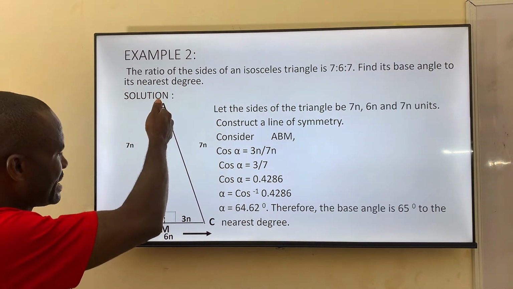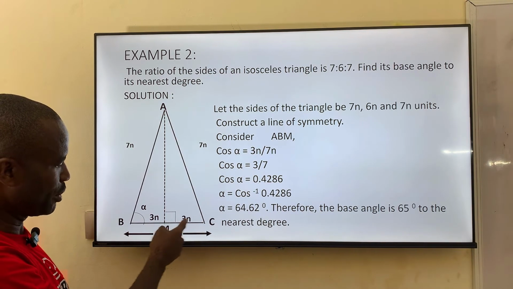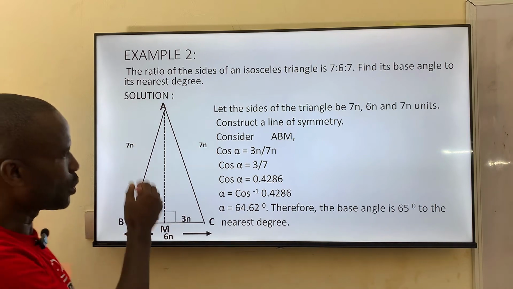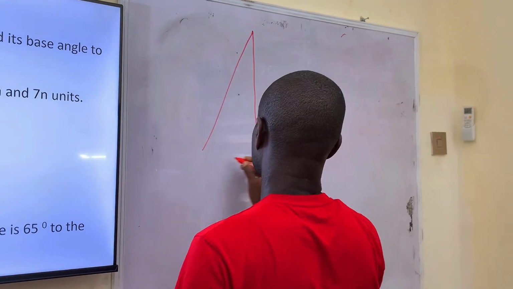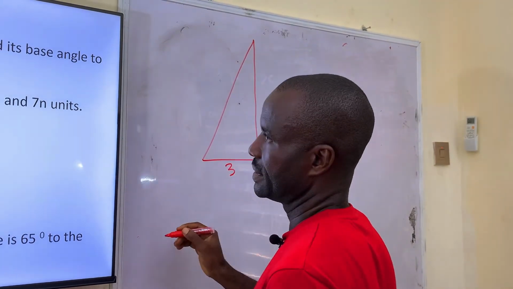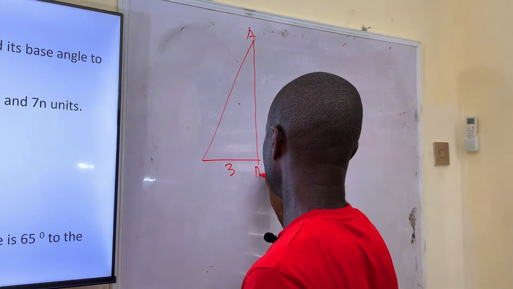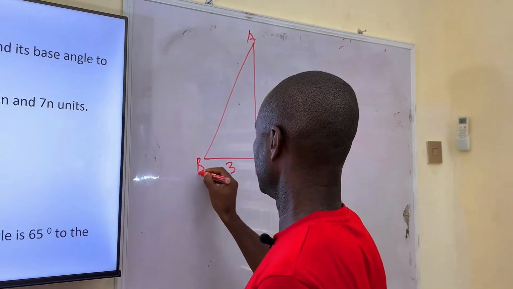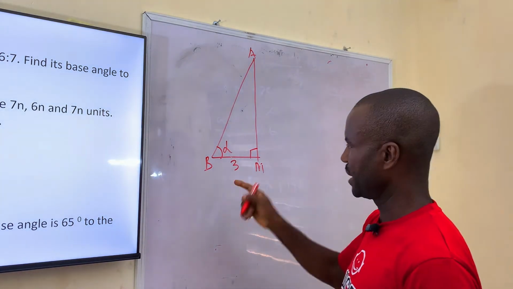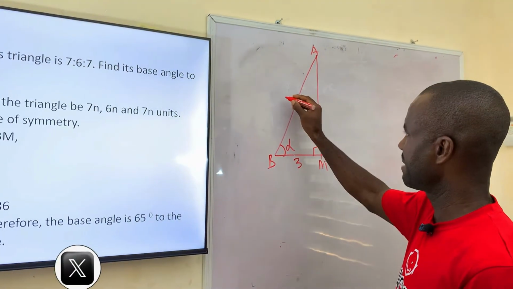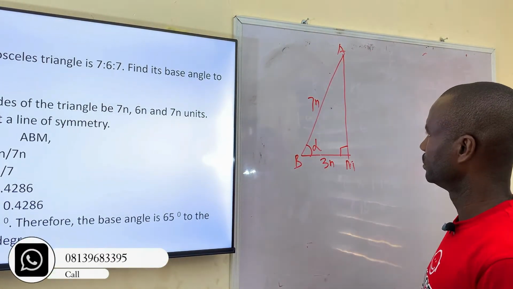So dividing this into equal halves, this is 6, giving you 3 and 3. So if you join 3 plus 3 gives you 6. So from here we've been able to carve out our right angle triangle, as you can see. This is 3, this is A, and this is M, this is B. And this is angle alpha, which we are calculating. So from here we have 7, 3, and this is unknown.